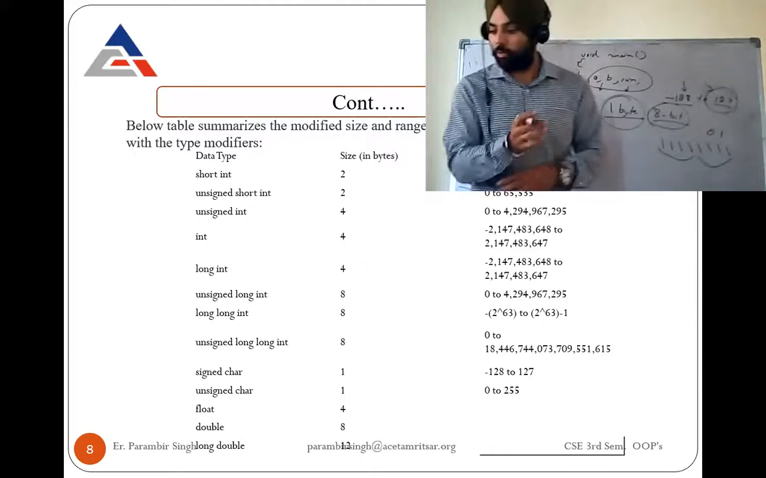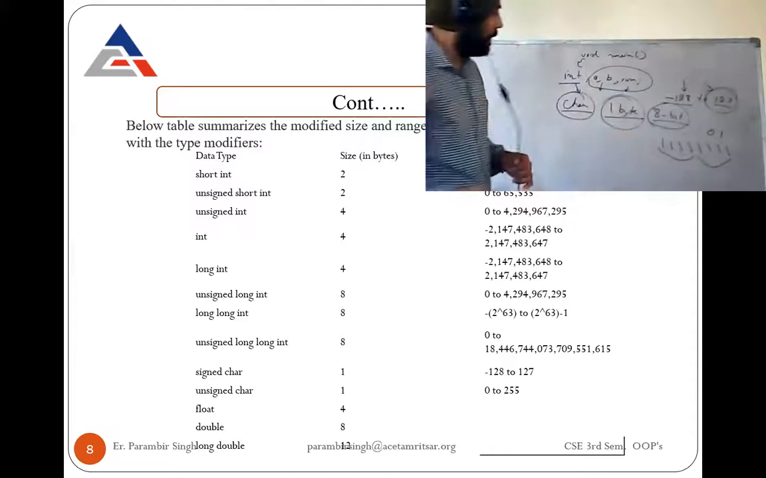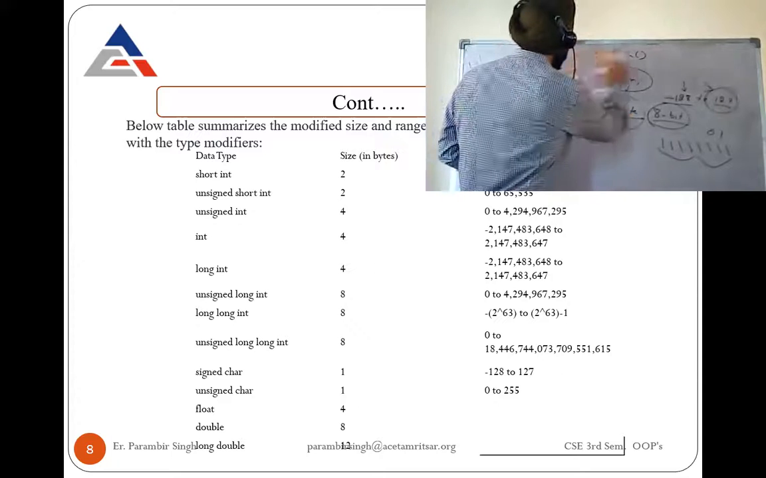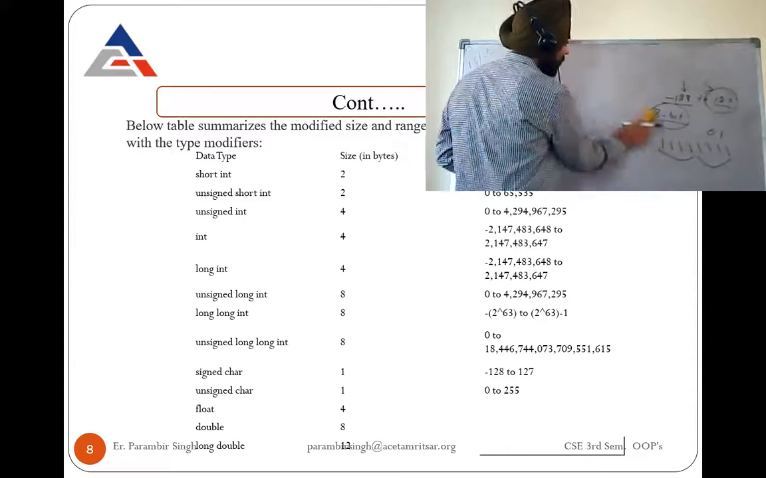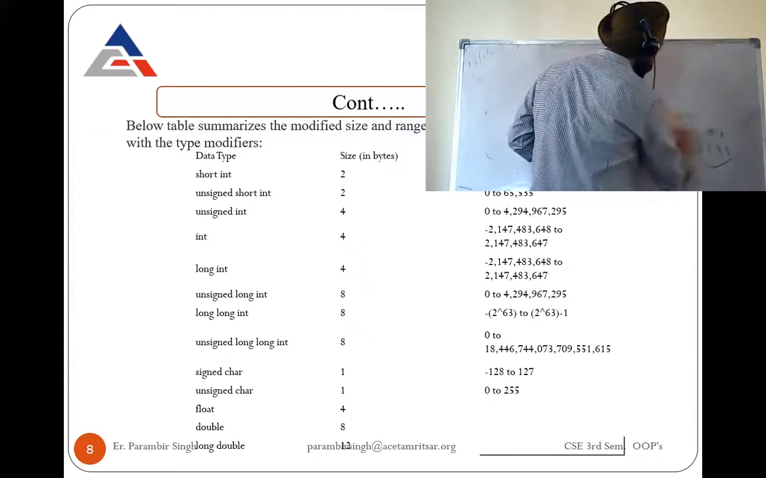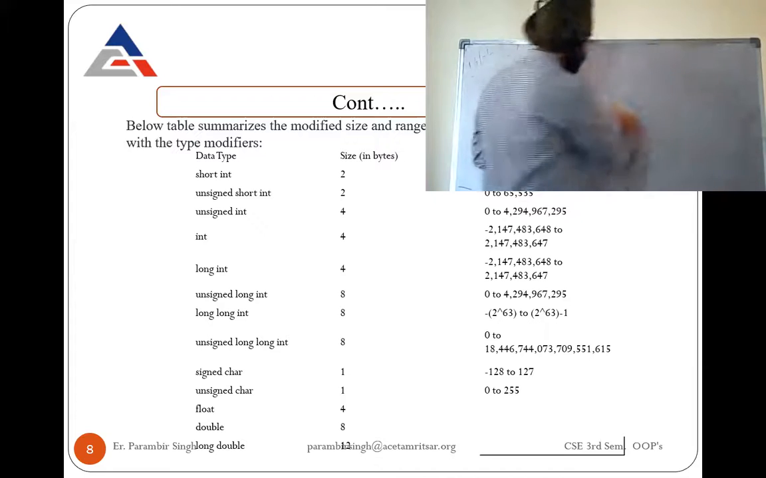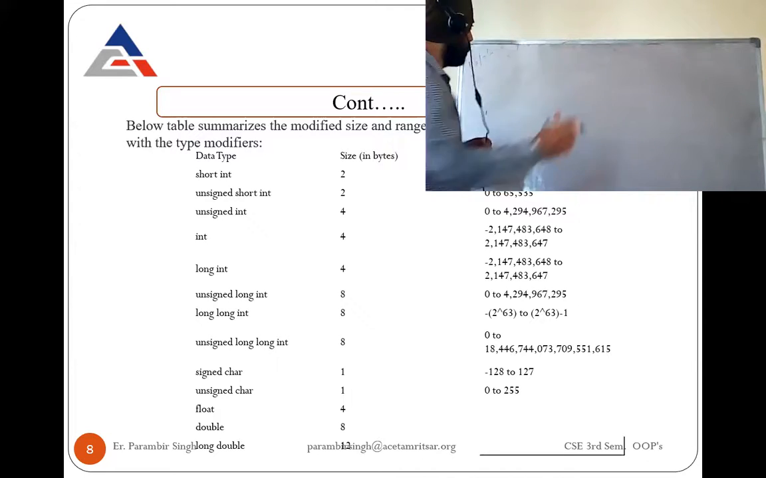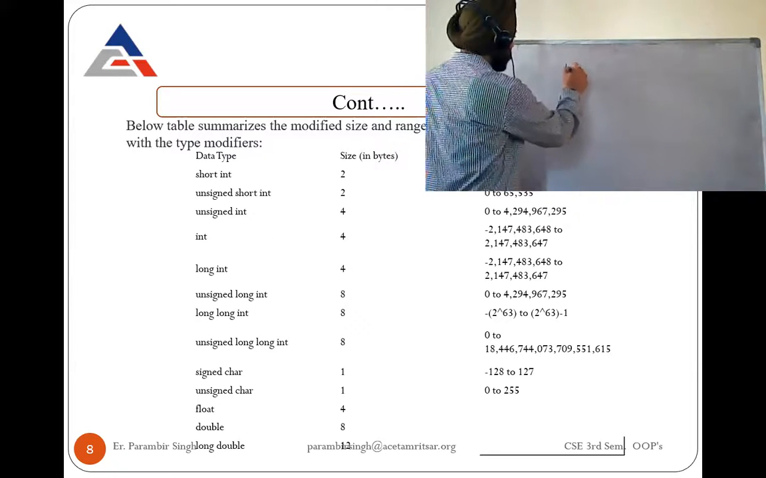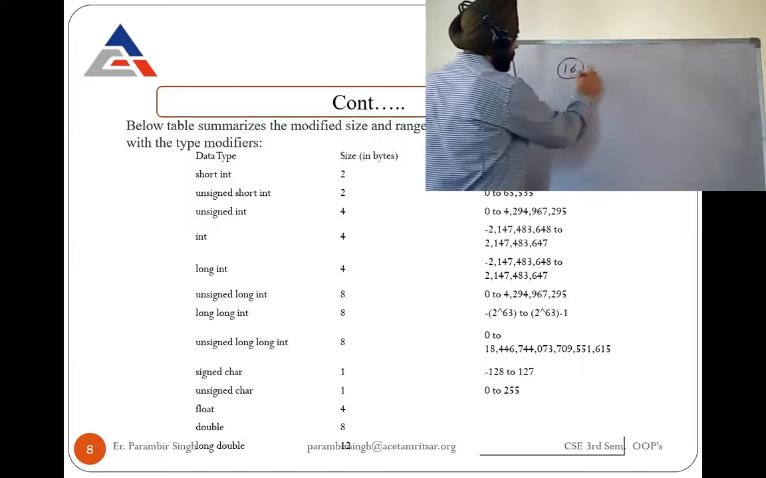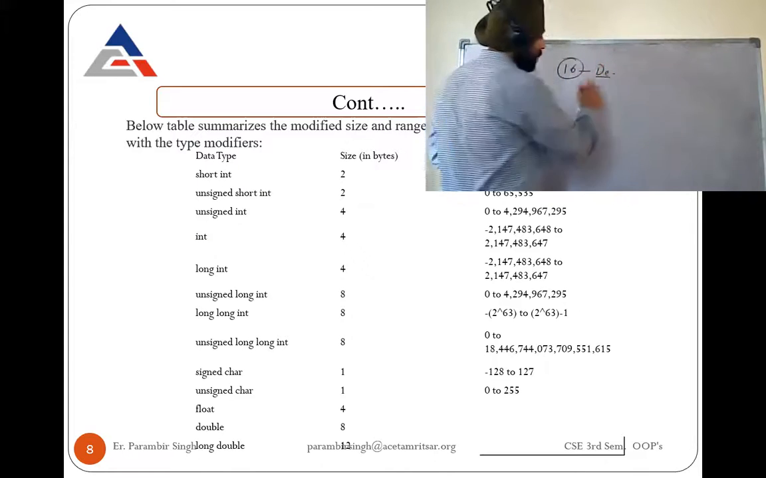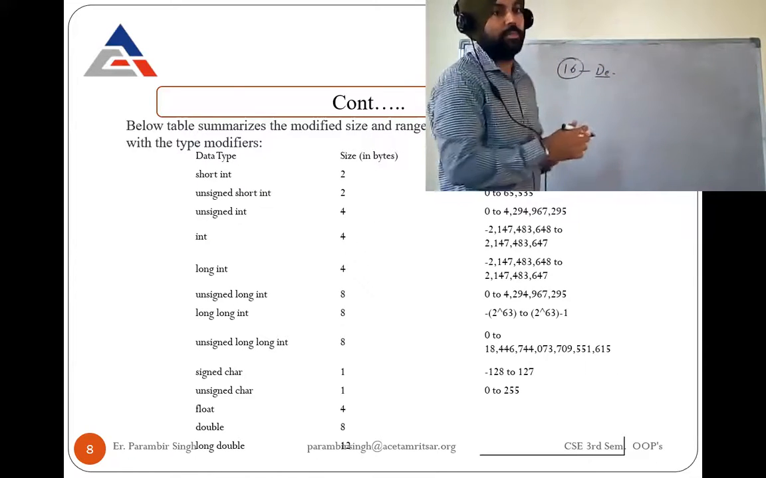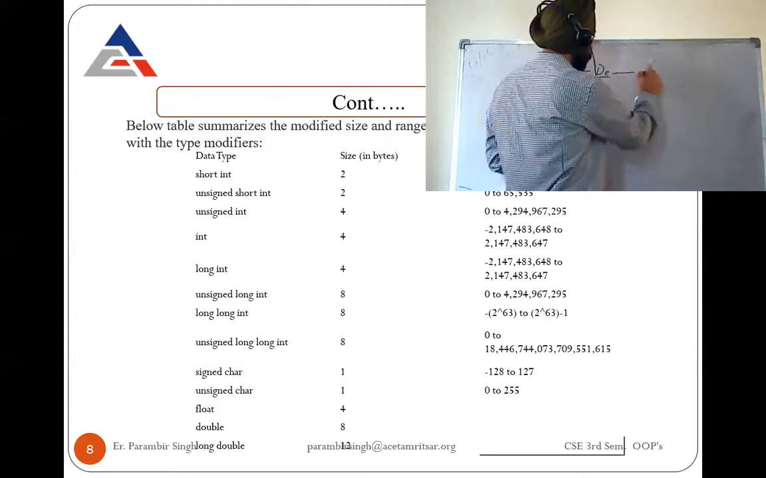First I will tell you how we can convert a decimal value into a binary value. Then you will better understand how bits are represented in computer memory. So suppose we have 16, a decimal number, and I want to convert this decimal value into a binary value.